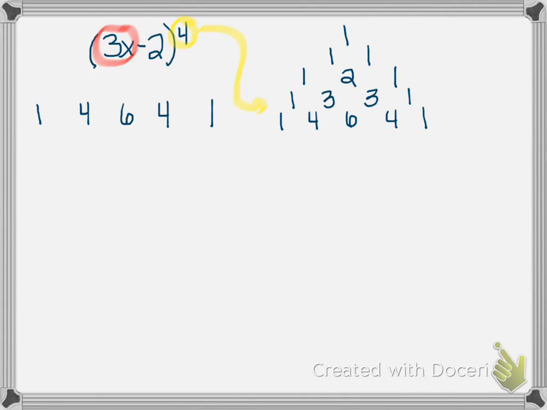So what this really means is in this spot, we're going to put 3x raised to the 4th power. So it's going to be 3 to the 4th power, which is 81, and then x to the 4th. In the next spot, it's going to be 3x to the 3rd power, so it's going to be 3 to the 3rd, which is 27, and x to the 3rd. The next spot is going to be 3x squared, so 3 squared is 9, and then x squared. The next one's 3x to the 1st, so 3 to the 1st and x to the 1st would make 3x, and then 3x to the 0 power, which of course is 1.